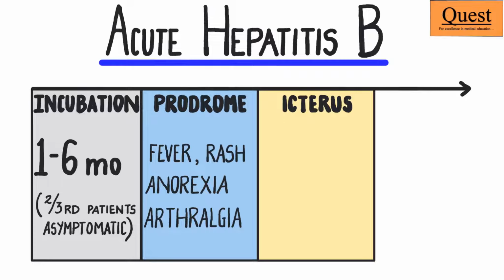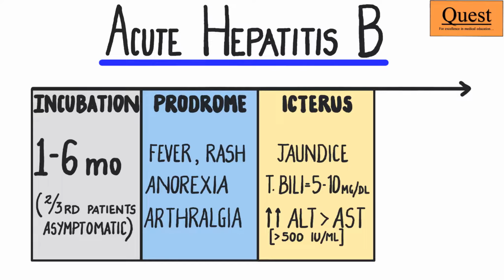Here, the patient would manifest with fever, with rash and arthralgias. Most of the patients would have constitutional symptoms and anorexia. Following the prodrome would be the ictal stage where jaundice develops. Average bilirubin is going to be between 5 to 10 mg per deciliter. Also here, the patient would start developing some pain or discomfort in the right hypochondrium, and the SGOT and SGPT are going to elevate. ALT especially is going to be higher, and the average level of liver enzymes is going to be more than 500 international units per ml.